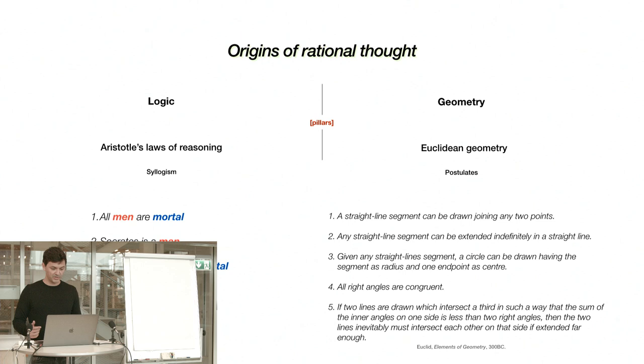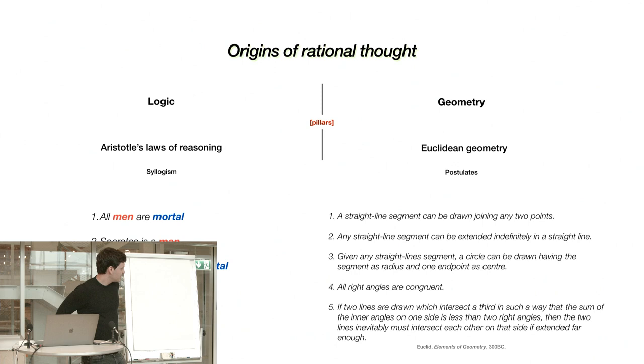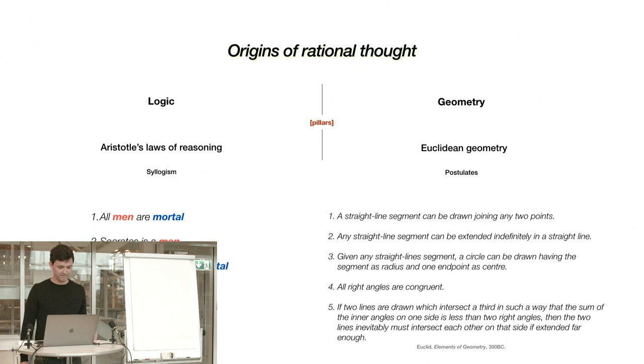For a long time this system seemed perfect, but what was unsettling is that the fifth sentence appeared to be very, very strange. You can think that a straight line segment can be drawn joining any two points. You can imagine that this might be true from a non-modern-mathematical standpoint. But this last sentence: if two lines are drawn which intersect a third in such a way that the sum of the inner angles on one side is less than two right angles, then the two lines must intersect each other on that side if extended far enough. This is the so-called parallels axiom, that parallel lines will never meet. They will meet only in infinity, which is practically impossible.